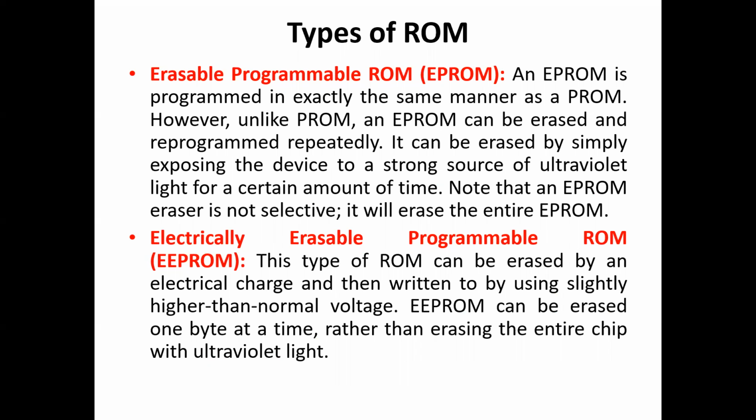Now coming to the next type of ROM, electrically erasable programmable ROM. This type of ROM can be erased by an electric charge. Like erasable programmable ROM is erased simply by using UV rays, but here it requires an electric charge to erase the content, then it is written using slightly higher than the normal voltage. So how will it be erased? It is erased through an electrical charge, and one byte at a time will be erased rather than erasing the entire chip. In case of EPROM, the entire content will be erased. Here one byte will be erased at a time.